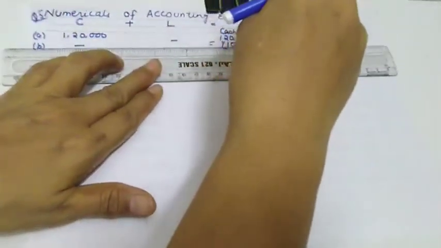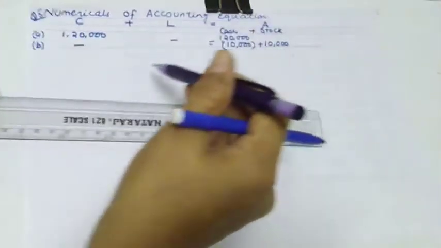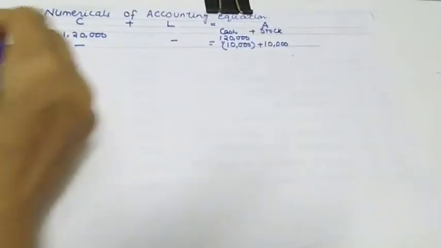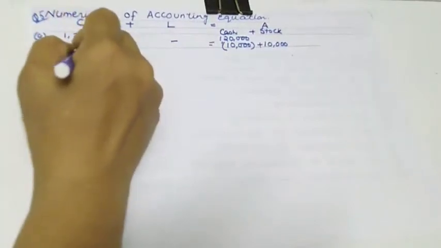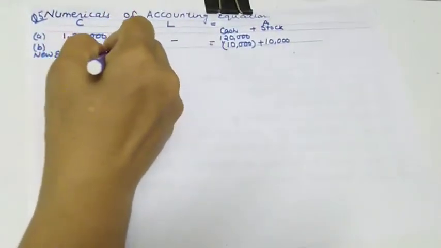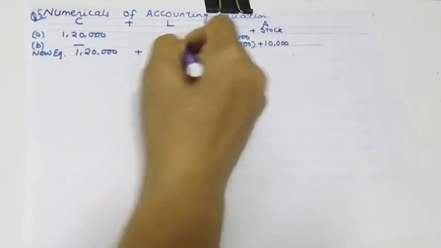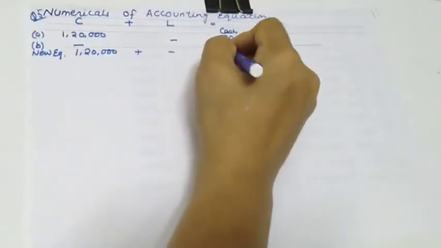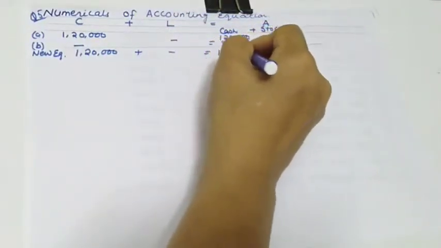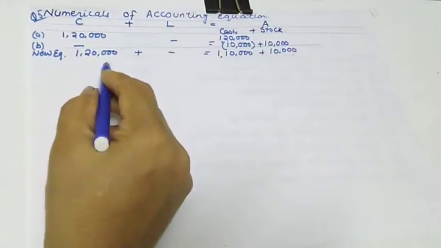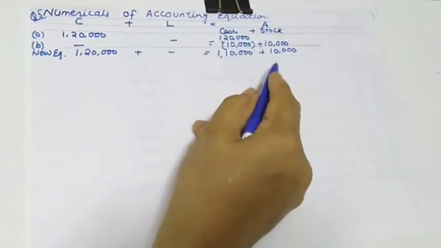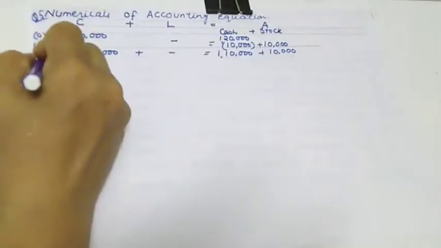Now see the new equation after this. Every time you need to calculate a new equation, that will be better. So your new equation is 1,20,000, no liabilities, and here it will be 1,10,000 and 10,000. Keep on checking that your left hand side must be equal to right hand side. Now see the next equation.